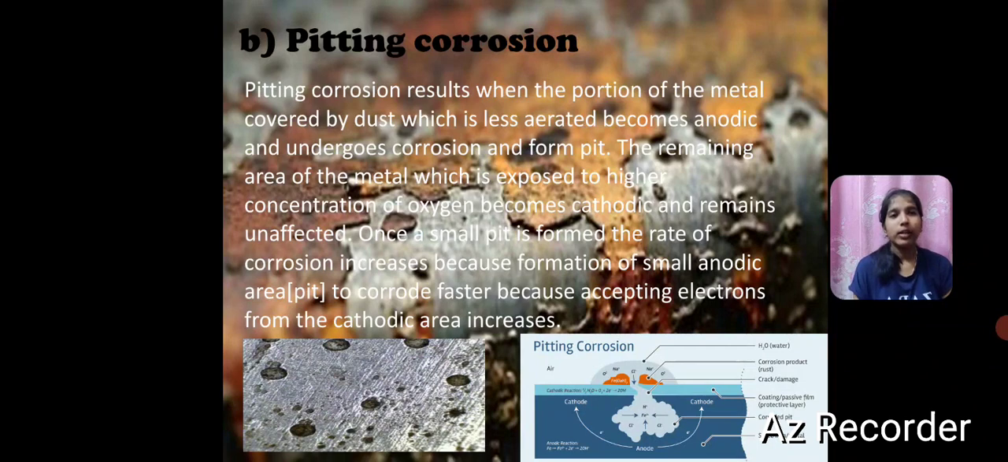Pitting corrosion. Pitting corrosion results when the portion of the metal covered by dust, which is less aerated, becomes anodic and undergoes corrosion and forms a pit. The remaining area of the metal, which is exposed to higher concentration of oxygen, becomes cathodic and remains unaffected. Once a small pit is formed, the rate of corrosion increases because the small anodic area corrodes faster as it accepts electrons from the large cathodic area. And in the diagram, you can notice the pit being formed.